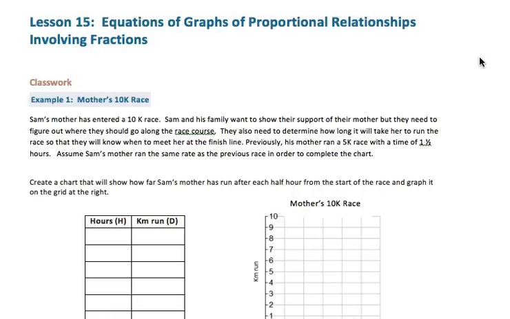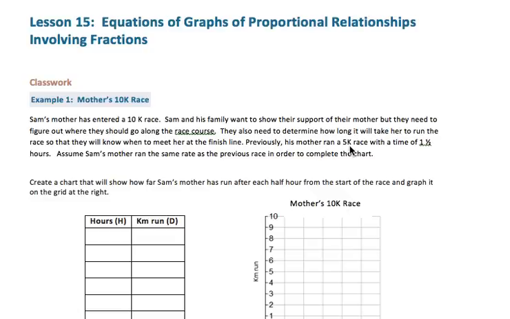Sam and his family want to show support for their mother who is going to run a 10K race, and they want to go at different locations along the race course to cheer her on, as well as meeting her at the finish line. So they need to determine how long it will take her to run the race and where she will be at various places along the course.